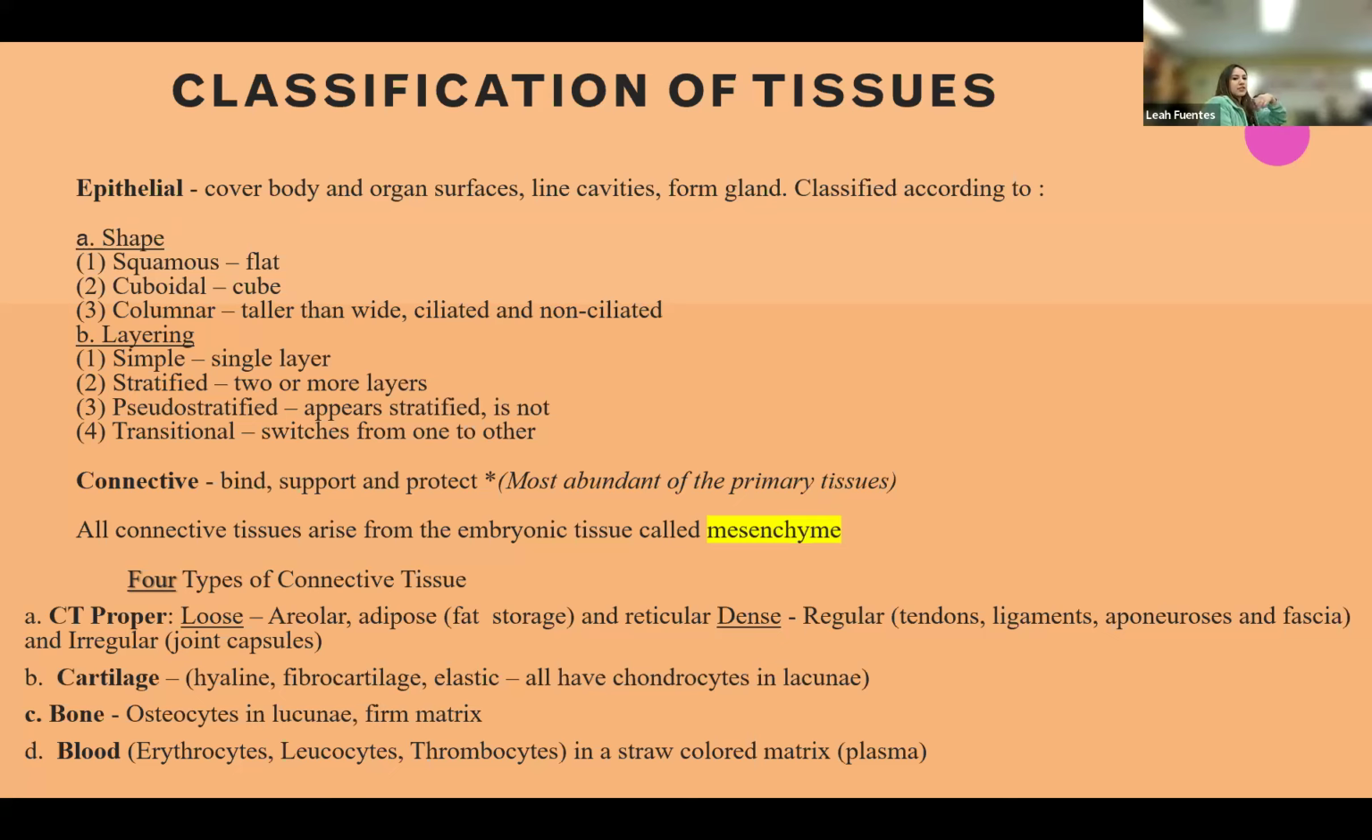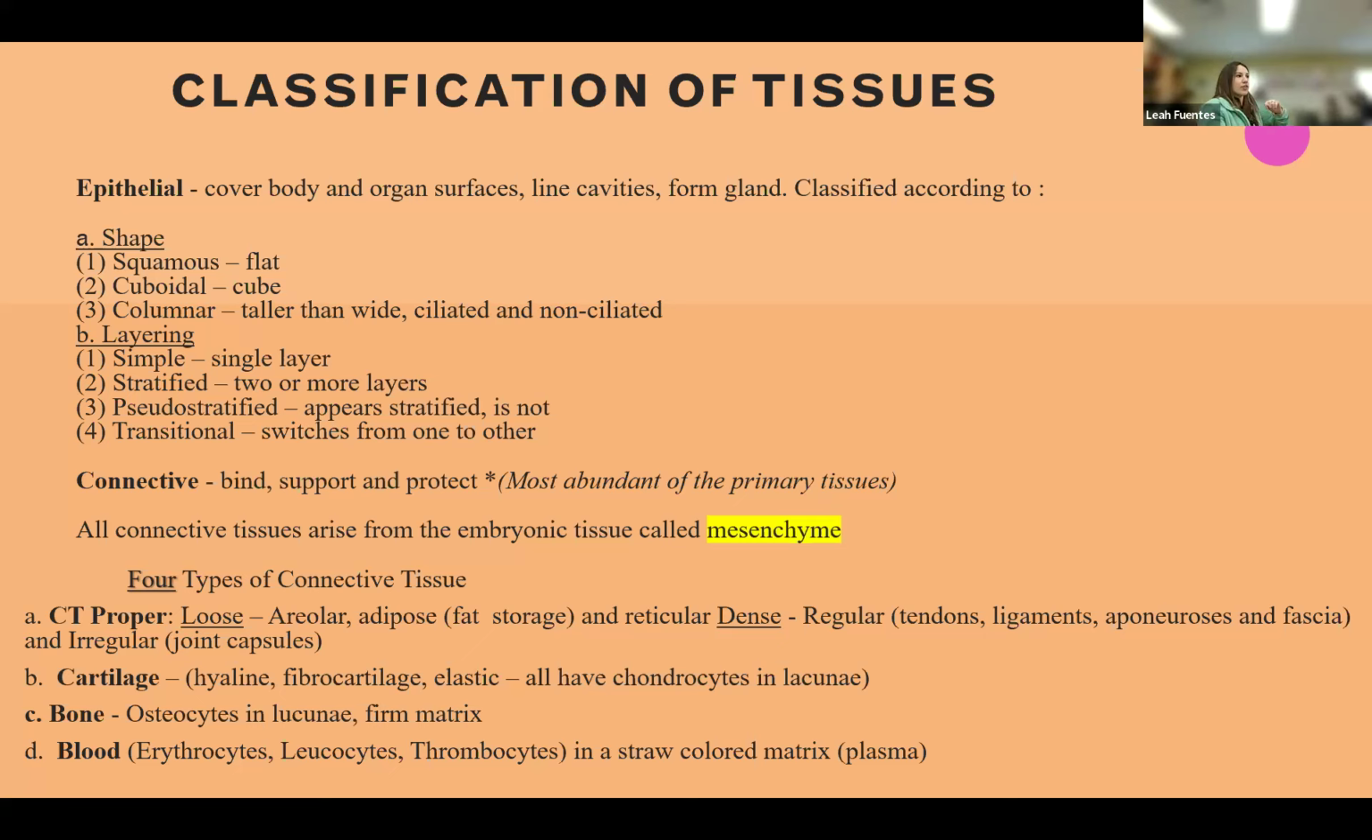And then connective tissue is probably one of the harder ones to learn because it's the most abundant. There's the most of them. And the big thing to know with connective is all connective tissues arise from embryonic tissue called mesenchyme. I know in lab, they did have the mesenchyme tissue out there as a tissue, so you may need to identify it.